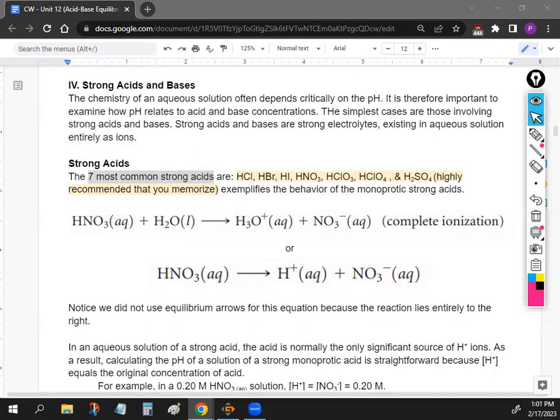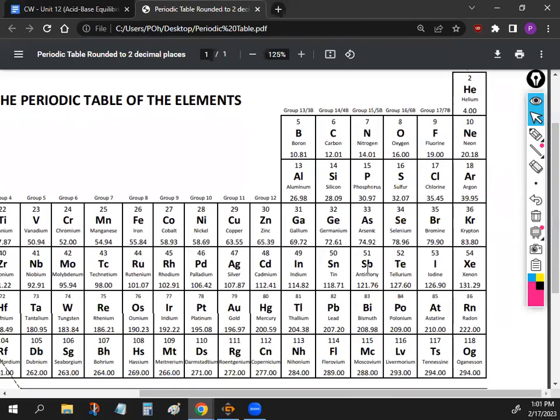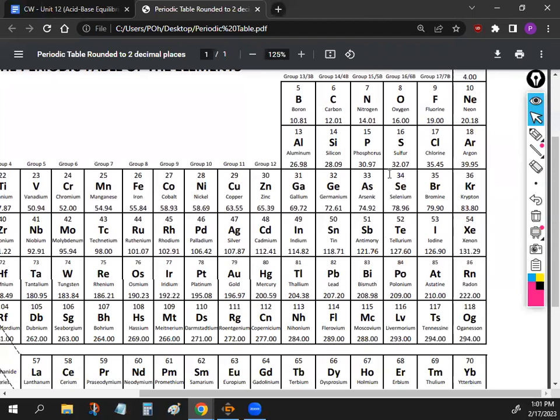The first three are pretty easy to memorize, because they're in a row, or in a column, on the periodic table. Just keep that in mind.